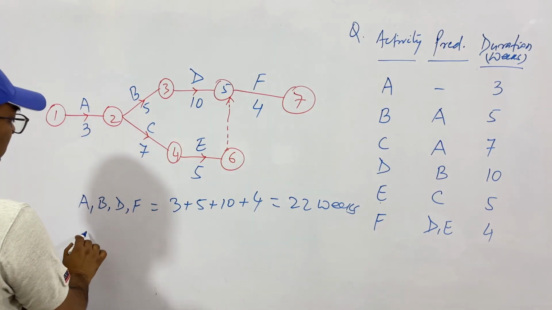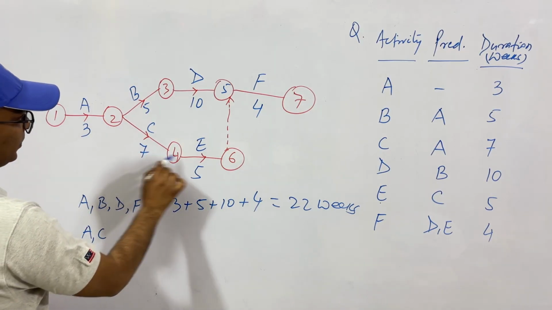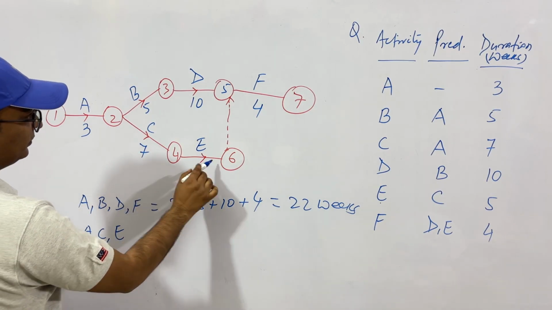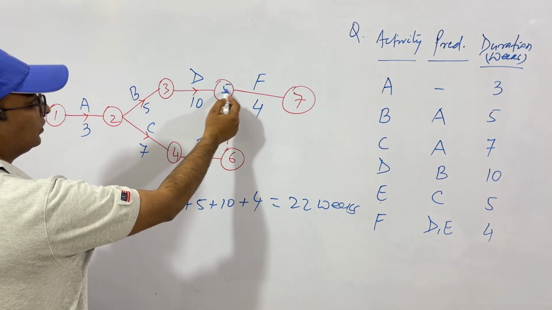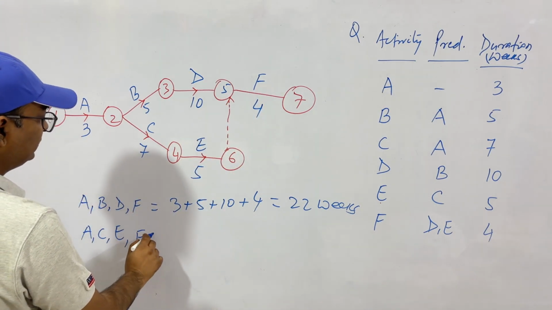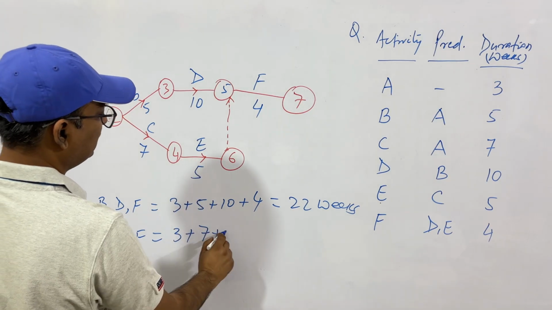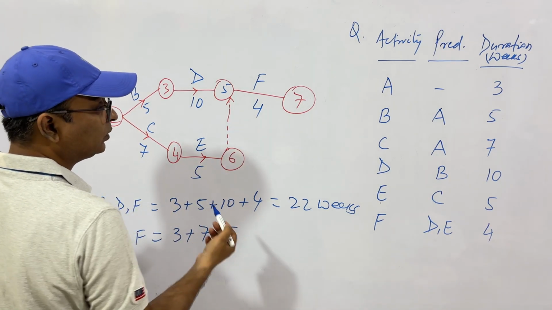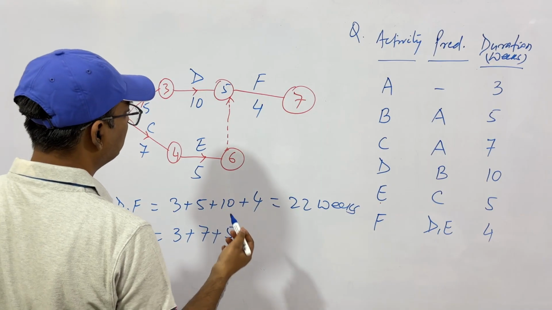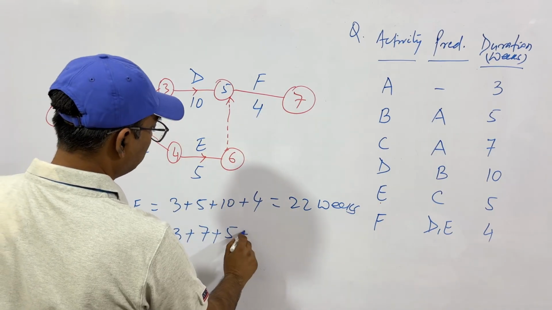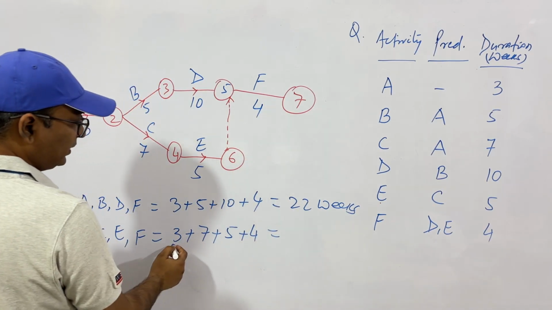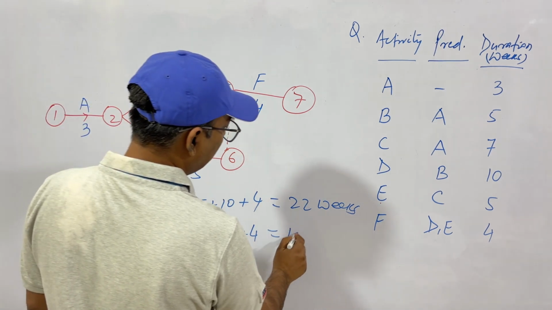Second is A, C, E, this is the dummy activity, so then F. So A is 3, C is 7, E is 5. The dummy activity has no time and resource. It does not take any time or resources. So then F plus 4. So this is 7, 3, 10, 15, 15 and 4, 19.